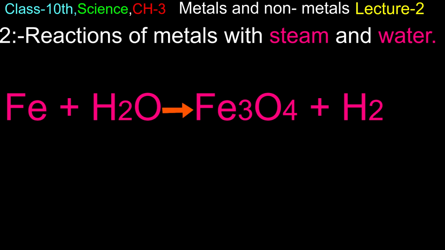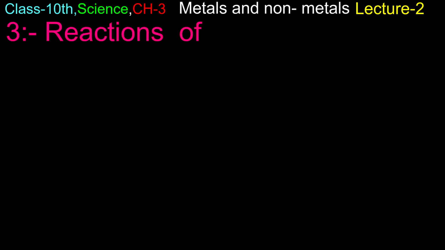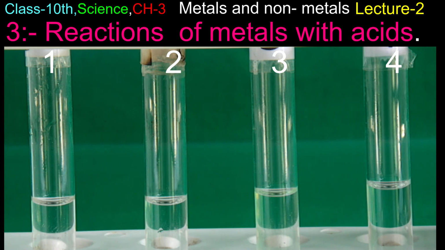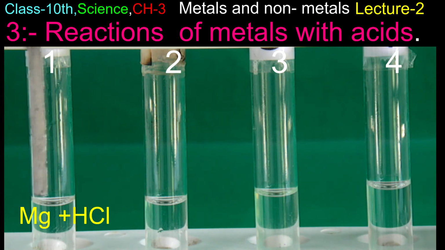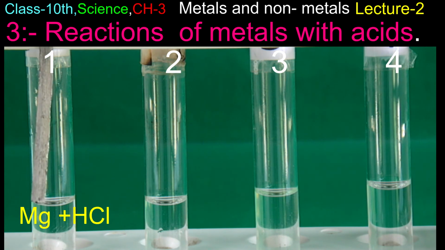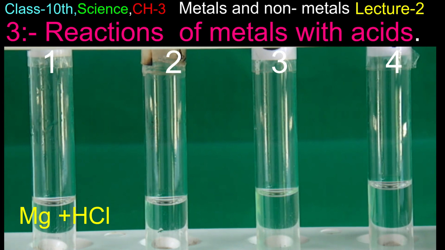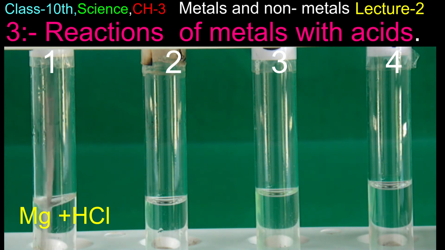Next, at point number 3, we discuss the reactions of metals with acids. I take 4 test tubes numbered as 1, 2, 3 and 4. I put dilute HCl in all and put magnesium in 1, aluminium in 2, zinc in 3 and Fe in 4. You see the rate of reactions.